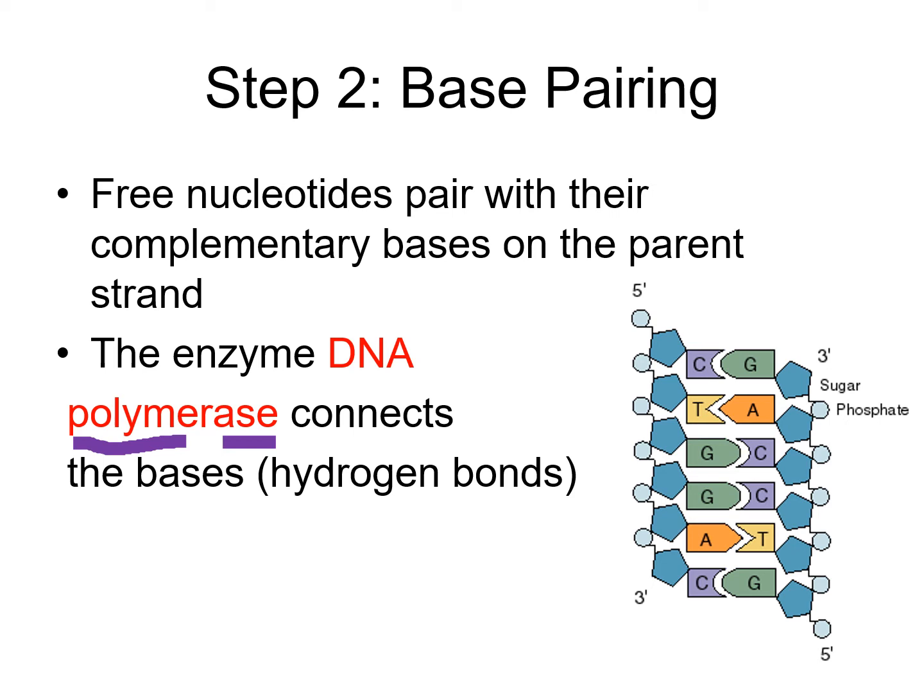So wherever there's a C, there's going to be a G. Wherever there's a T, there's going to be an A. And DNA polymerase's job is basically just to match things up. So it's like we're photocopying these pages.